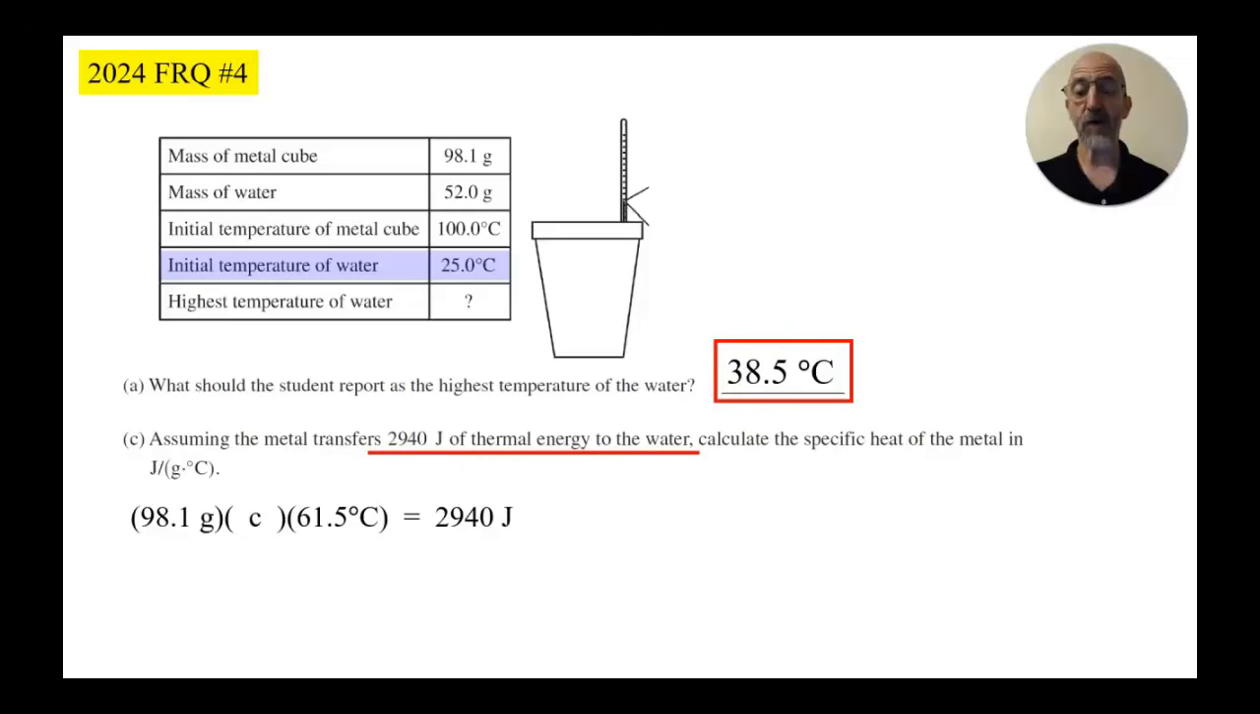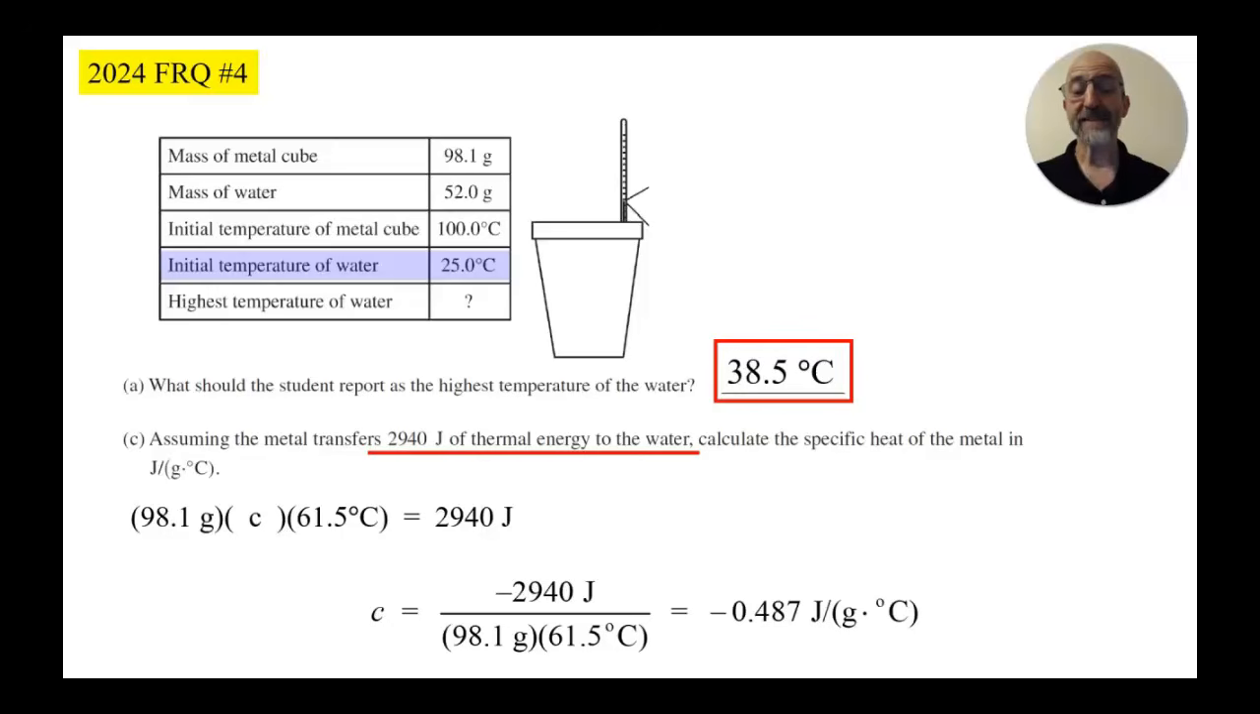I will now solve for C, which is the specific heat capacity of the metal. And when I do that math, I get 0.487. Now earlier I was talking about sign and T final minus T initial and losing heat and so forth. So what I wrote down on my scratch paper in my answer booklet is a number for the value of the specific heat capacity of the metal of negative 0.487.